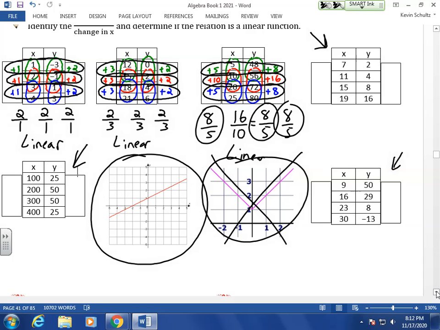To tell if something's a linear function on a graph, you're just looking at it: is it a line? Not two lines like in a V shape or three in a triangle or whatever. Is it a line? Yes, it is, linear function. No, it's not, not a linear function. And here's where that change in y over change in x comes into play.